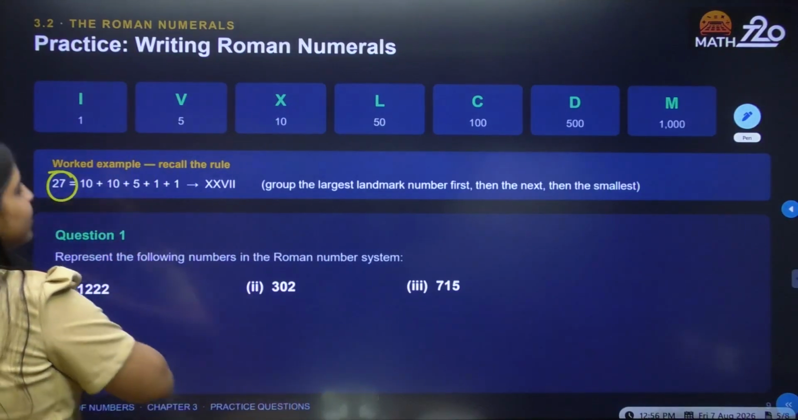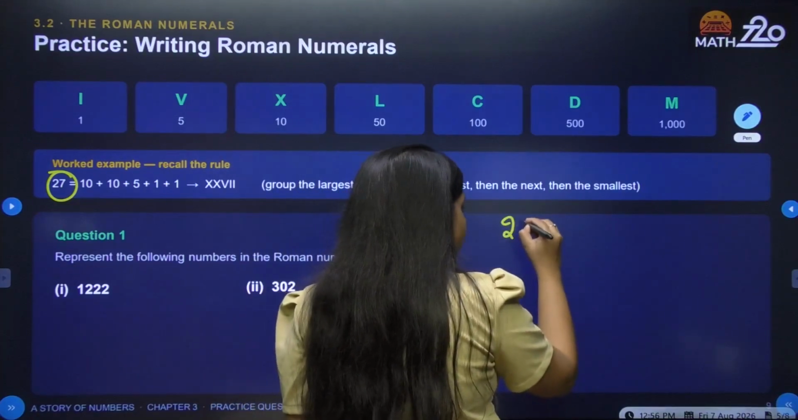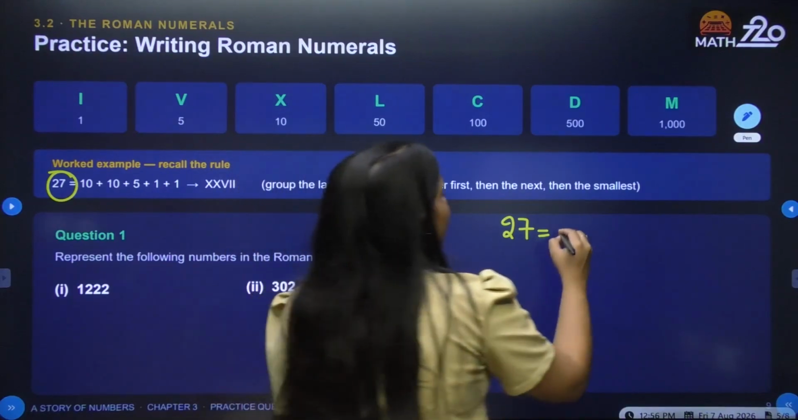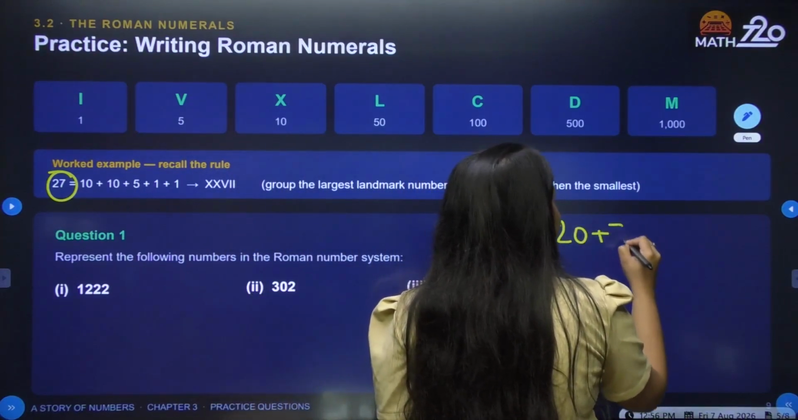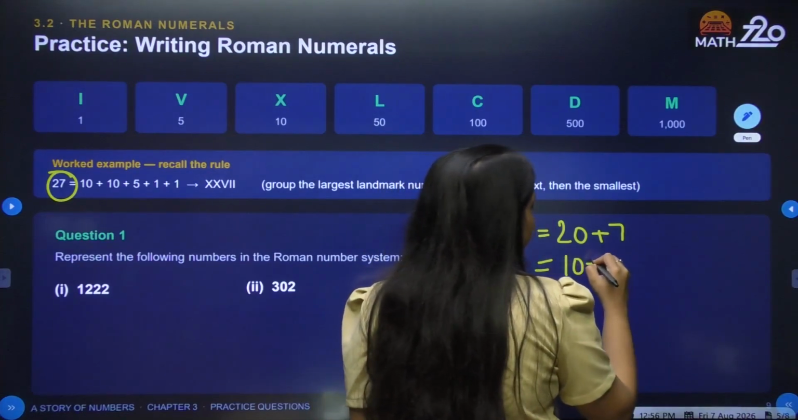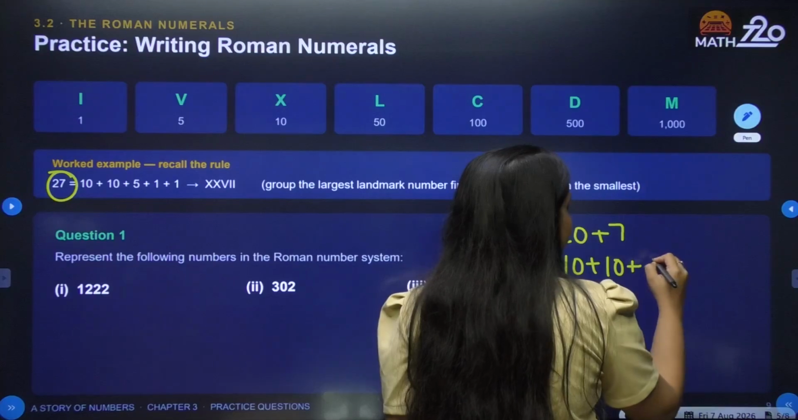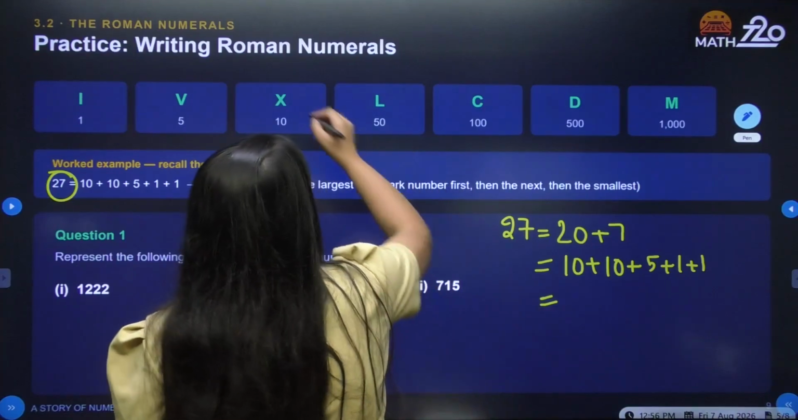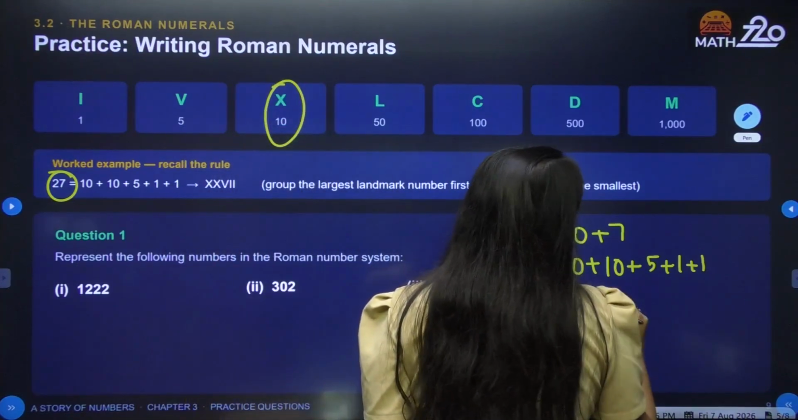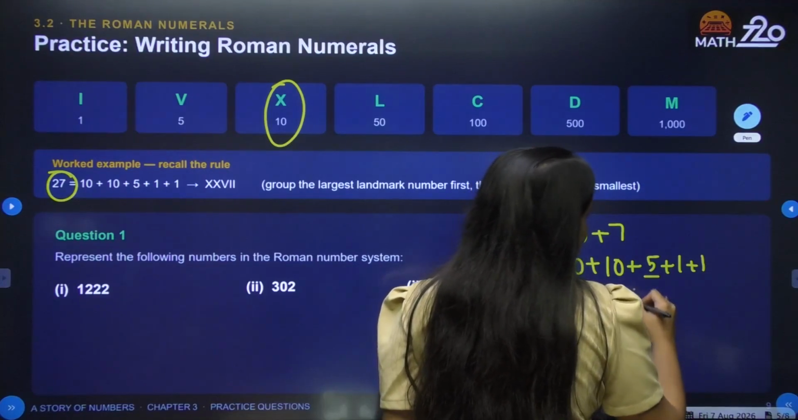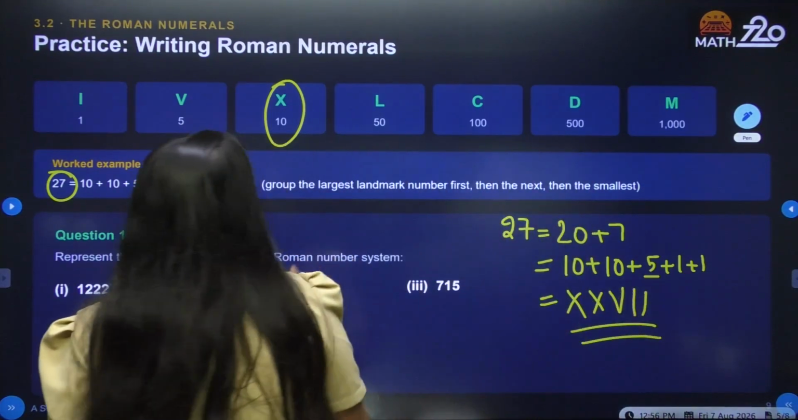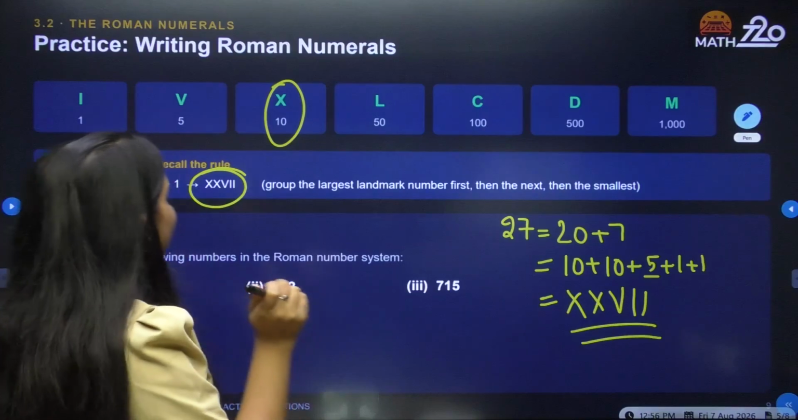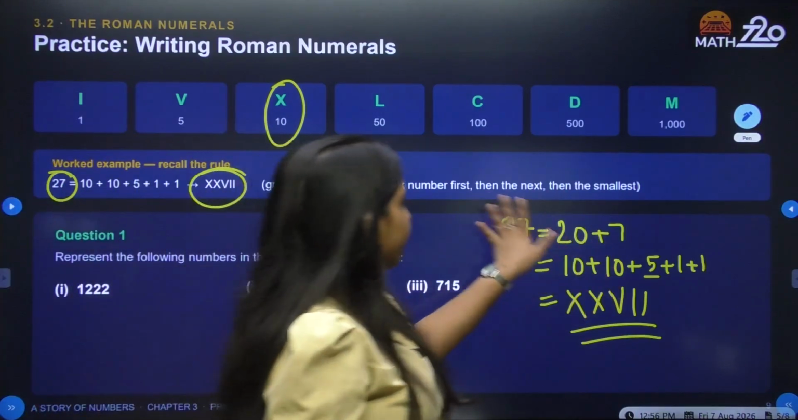Before that, let's revise the example once again. We have learned one example that is 27. हमने 27 कैसे solve करा था? We have written 27 as 20 plus 7. 20 को we have further written as 10 plus 10. And 7 को 5 plus 1 plus 1. 10 and 10 means X and X, 5 means V and 1 means I and I. This is the Roman representation of the number 27. Similarly, we have to do these questions now. Let's start.